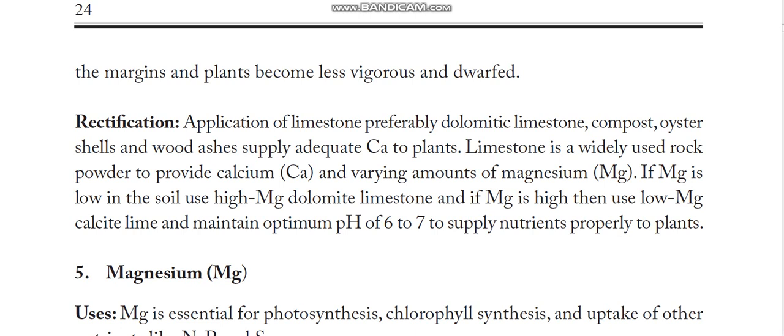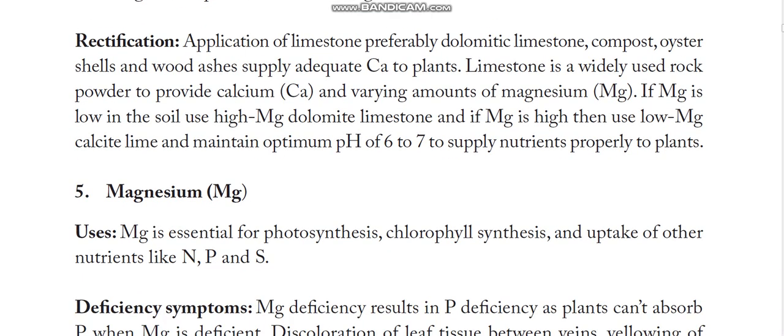Rectification: application of calcium through limestone is preferable. It could be dolomite limestone, or if magnesium deficiency is also present, then we have to go for dolomite limestone. And if magnesium is abundant in the soil, go for low magnesium calcite limestone. But maintain neutral pH to make it available.